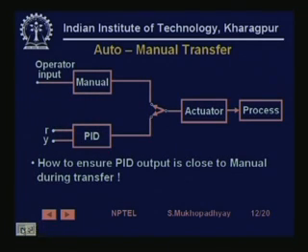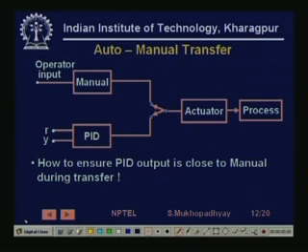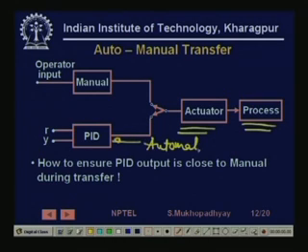So here is a case where you see that this is a process, this is the actuator, and the input to the actuator can come either from the automated PID controller. So this is the automatic controller, and this is manual. So the operator is actually giving some input here, and here is the switch which you can flick, so that the actuator gets its input either from the PID controller or from the manual controller, correct.